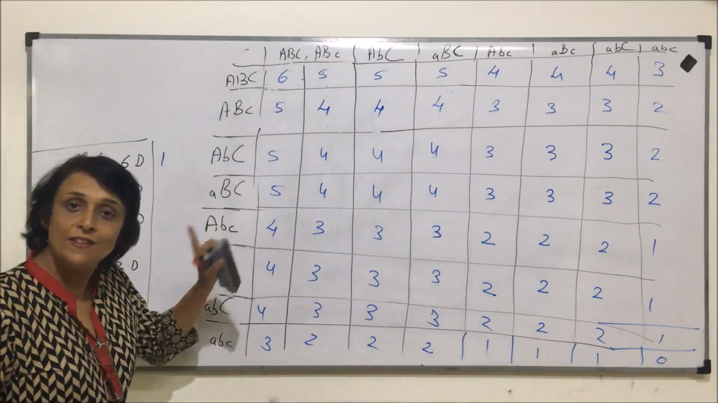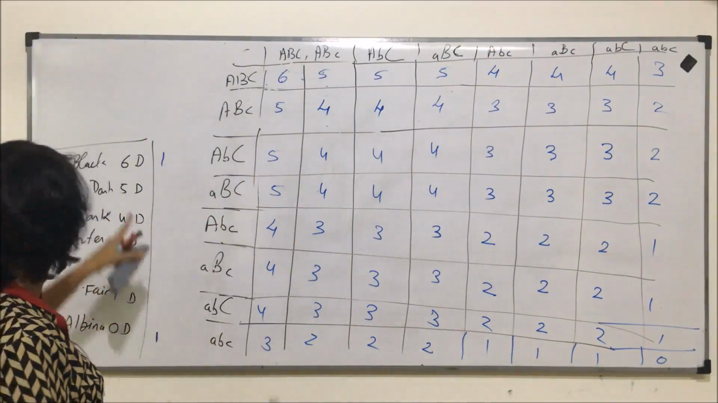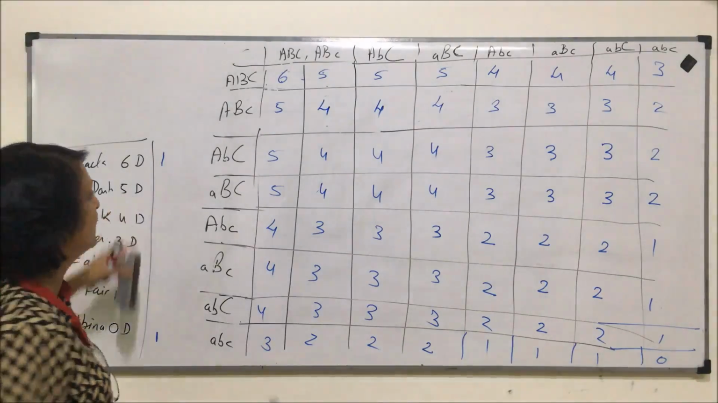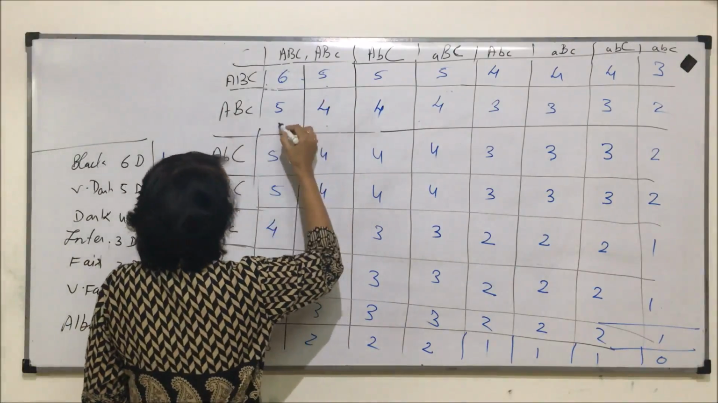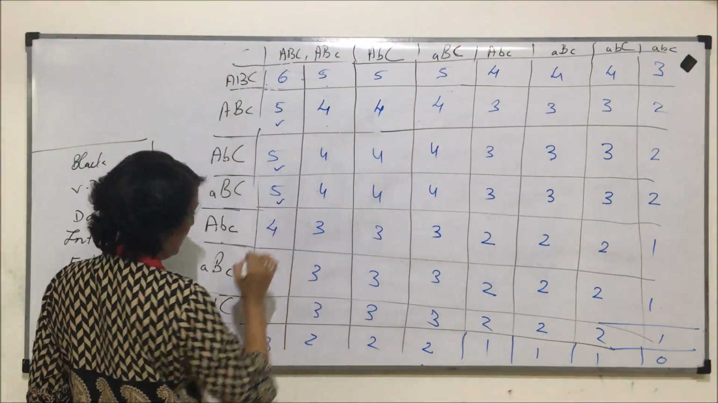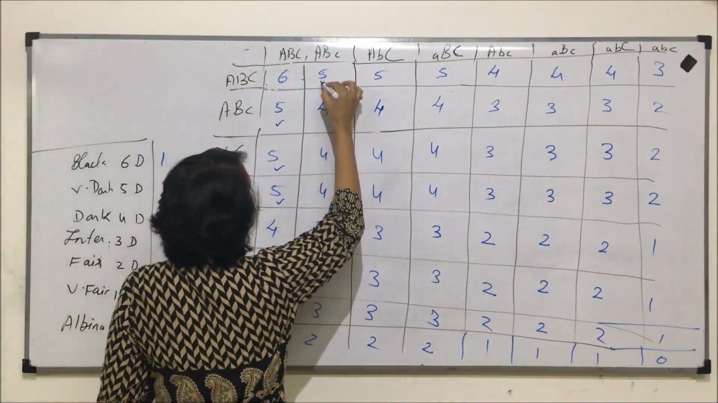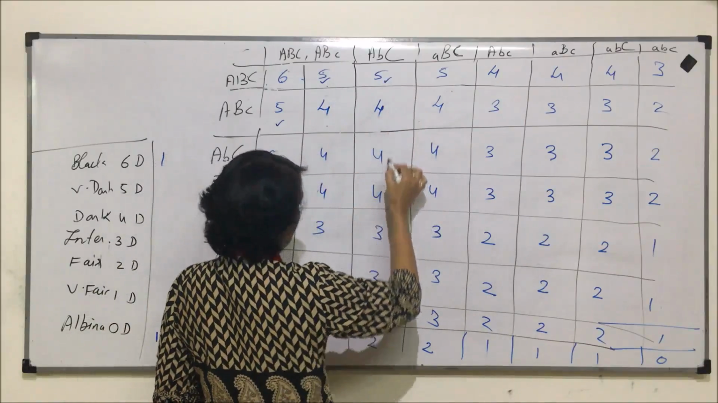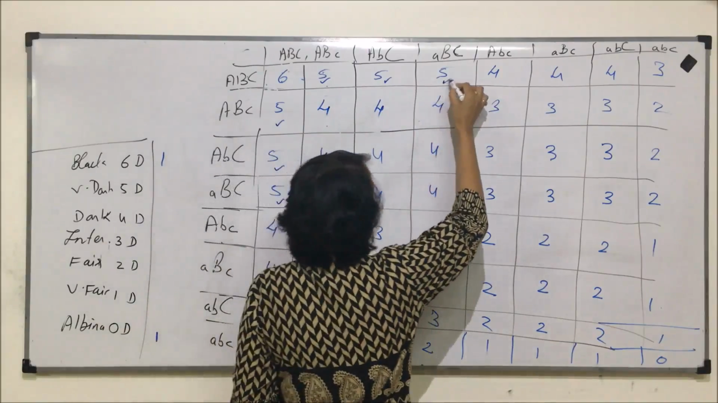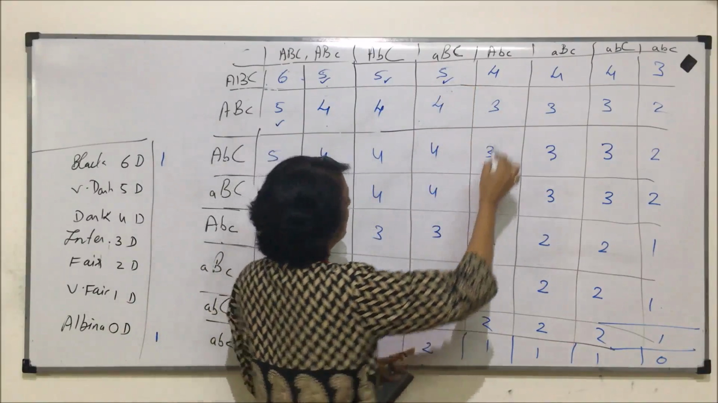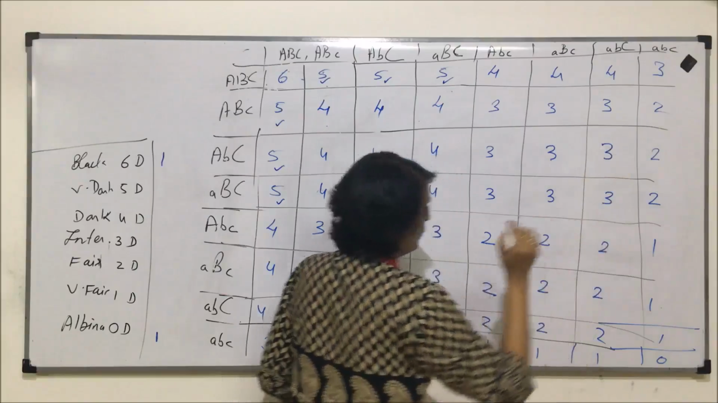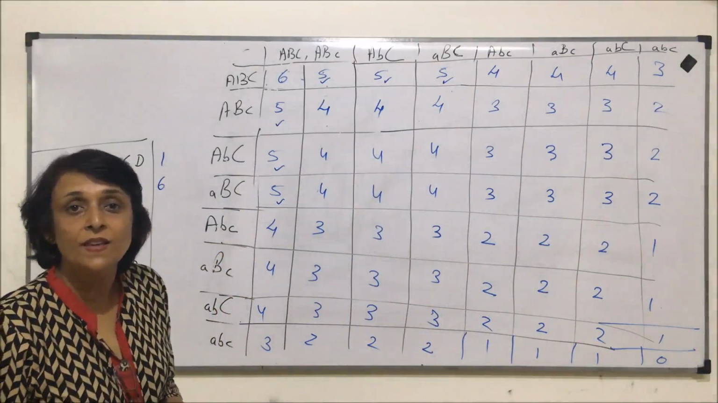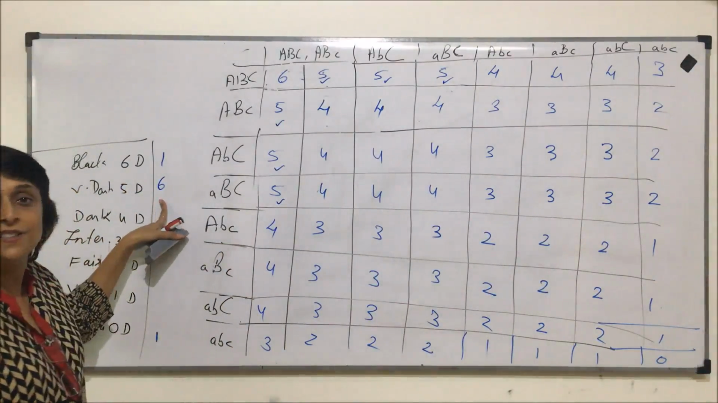Now let us count the 5s. How many 5s we have? That means we are talking about the people who have 5 dominant genes. So let us start from here. 1, 2, 3, 4, 5, 6, and here no 5. So we have 6 individuals with 5 dominant genes.